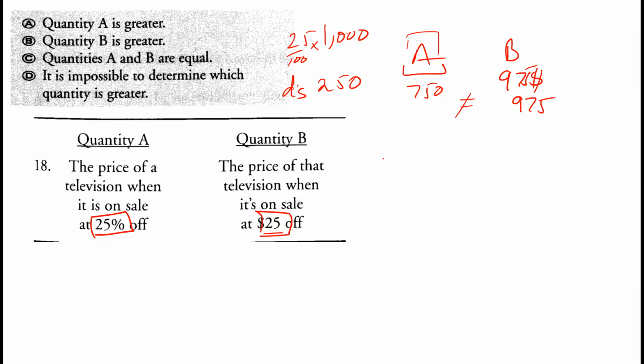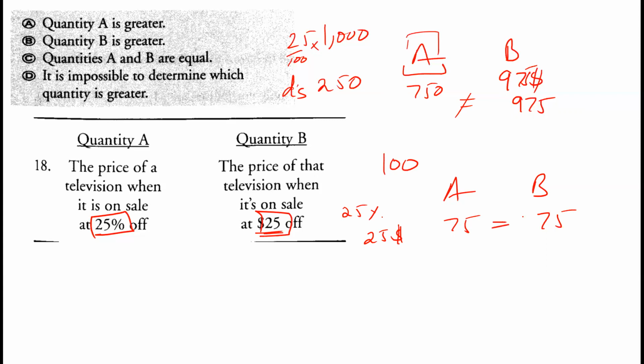If we say that the television was for $100, then in quantity A and quantity B the television would be selling for $75. Why? Because there's a $25 straight off. Now 25% of 100 is again $25. And over here as well, the television would be selling for $75.